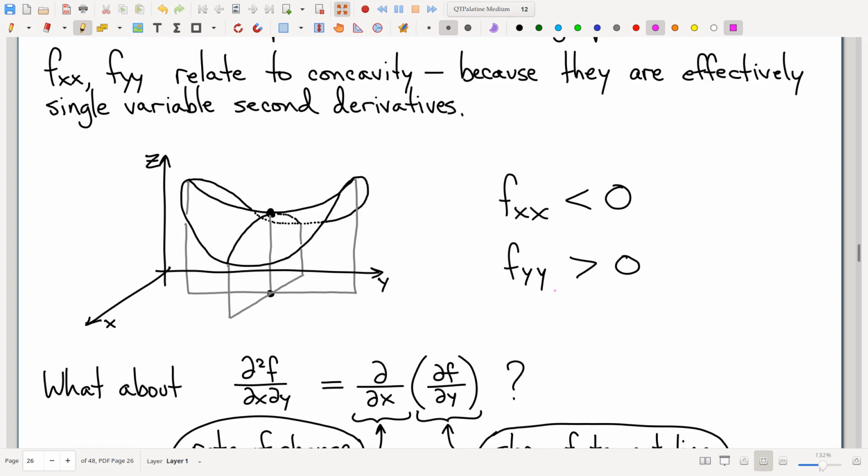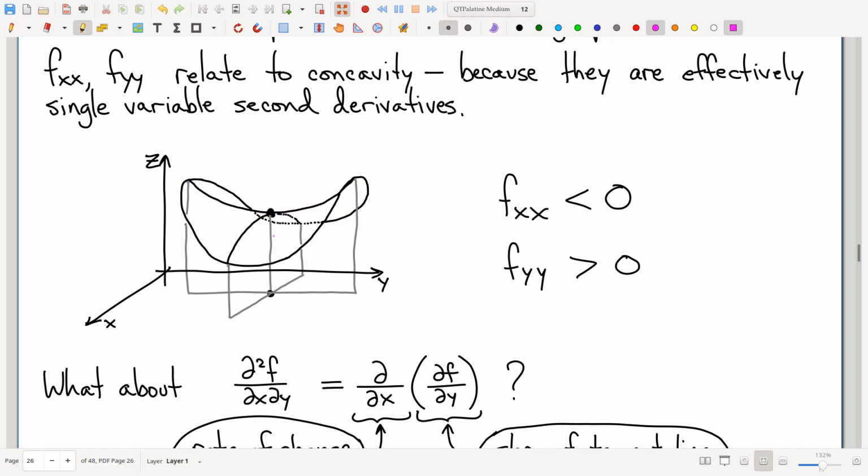Could you please show again the curve when you take the derivative with respect to y? Yeah, so if you're going in the y direction, then this is the cross-section. So you're keeping x constant? Yes, because that's how y partials work.